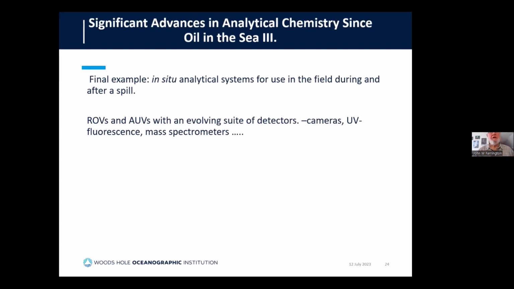And the final example is in situ analytical systems for use in the field during and after a spill. Remotely operated vehicles, autonomous underwater vehicles with an evolving suite of detectors, cameras, UV fluorescence, mass spectrometers. When I first started out as a postdoc in Max Blumer's lab in 1971, if I had mentioned to him we wanted to take a mass spectrometer and put it in seawater, he would have been aghast. That just gives you a sense of the tremendous advance that we've made since that time. One of these mass specs, my colleague at Woods Hole, Rich Camilli, has developed an underwater mass spectrometer system, and that was actually used on one of the AUVs during the Deepwater Horizon, to take a look at the submerged plume.